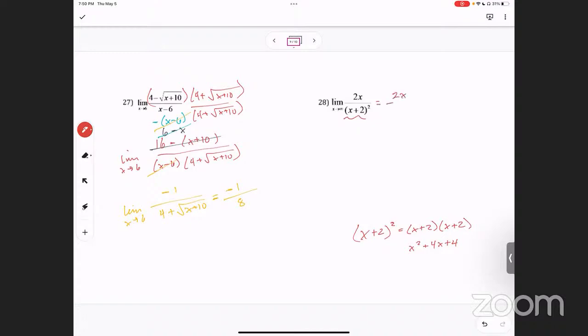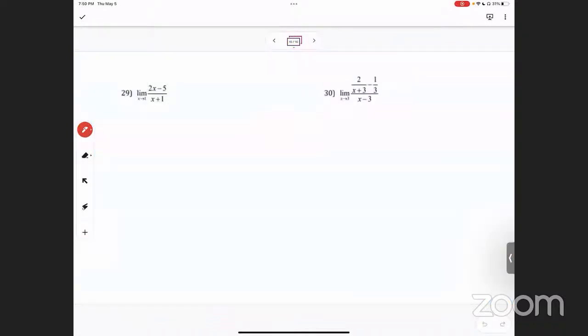You would have. So 2x all over x squared plus 4x plus 4, which just means that the limit equals 0, because of what you just said. Good. All right, last slide. So it is going to be... Oh, this one's actually going to work.